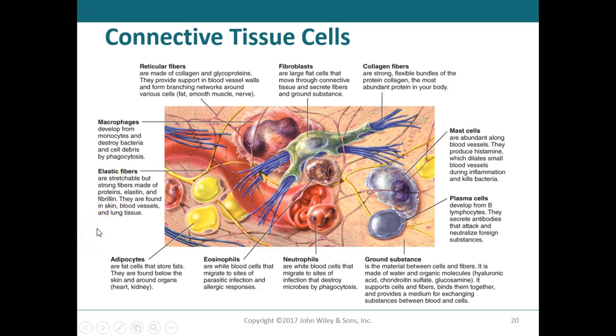So remember, cyte means cell. Adipose is fat tissue. So your adipose cells store energy in the form of fat. They're found abundantly around some of your organs, and they give us sort of a storage for energy.